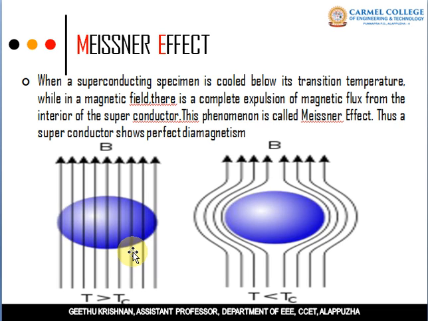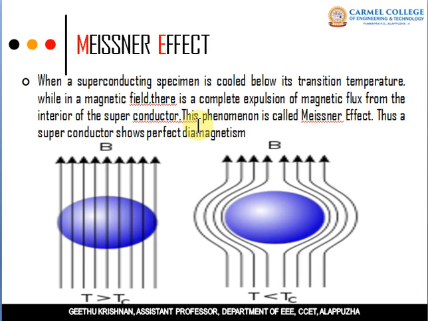Superconductor. It is explained that we know that B is equal to mu 0 into H plus M. But here this B equal to 0. This B is equal to 0 because there is no magnetic field lines passes through the interior of the superconductor. Therefore, B equal to 0. Therefore, mu 0 into H plus M equal to 0. Therefore, M is equal to minus H.